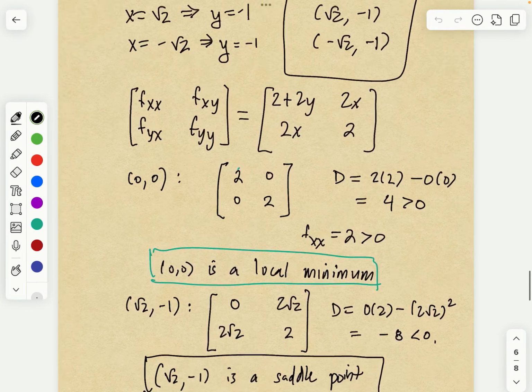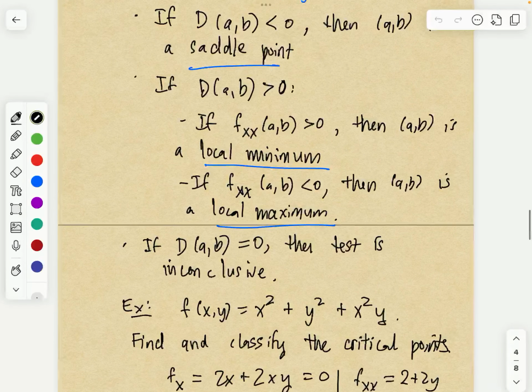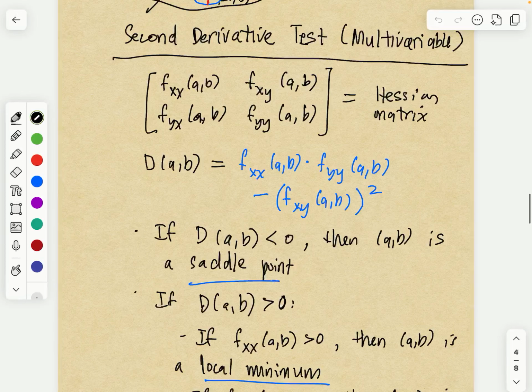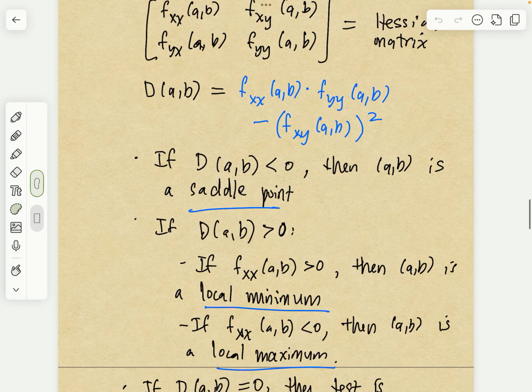In the last video, we talked about the second derivative test for functions of more than one variable, for functions of two variables. Let's just review: you look at this matrix, the Hessian matrix, which is the matrix consisting of the second order partial derivatives, and then you calculate the determinant.